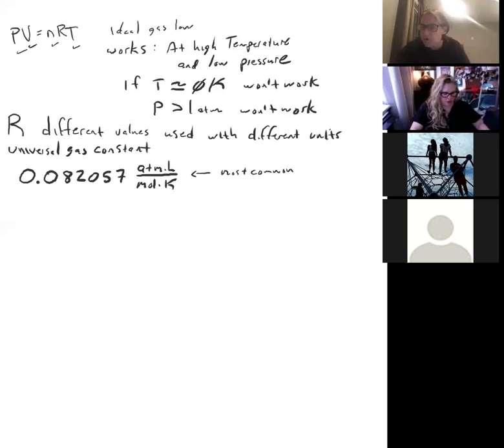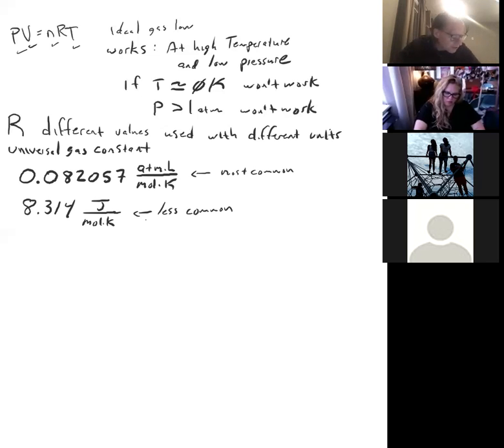But you will see some problems where it's different, where it's 8.314 joules per mole Kelvin. This is less common, but you will see it. And then it's not uncommon also to put this in kilojoules, 0.008314. This is essentially just a modification of the second one, kilojoules per mole Kelvin. So we just divided it by 1,000. So this one's even less common.